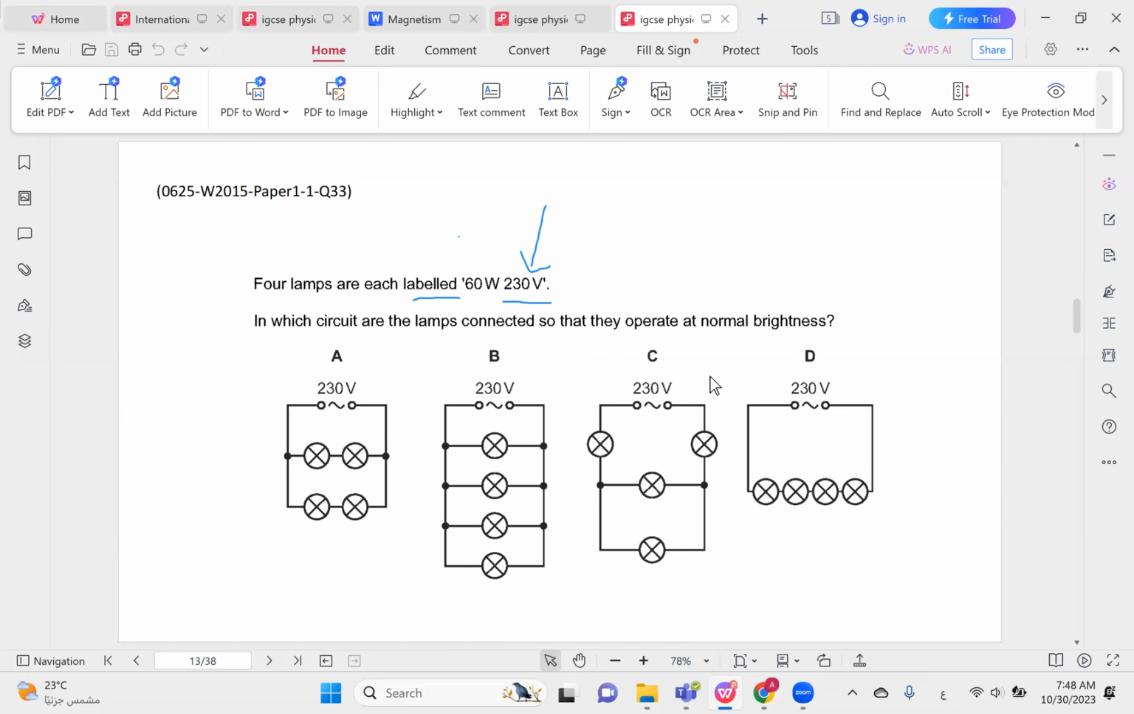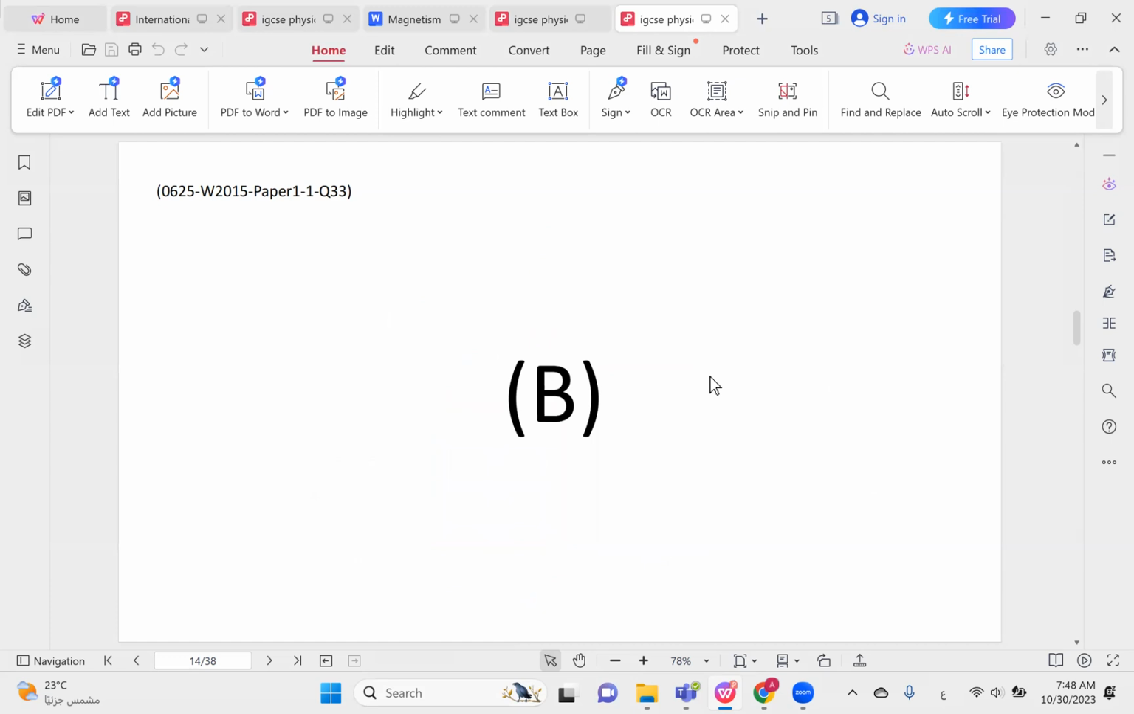Obviously in circuit B, because this is a parallel connection and each lamp is going to get the same voltage as what is provided by the supply. However, in all the others, there is a series connection. There are lamps next to each other, which means that they're going to have to share the voltage of the voltage supply. So B is the correct choice here.